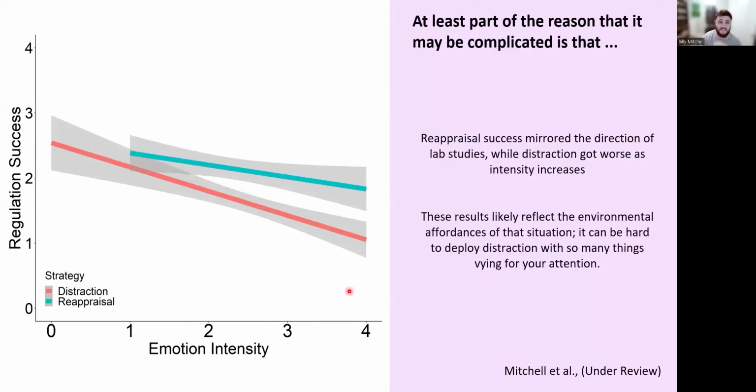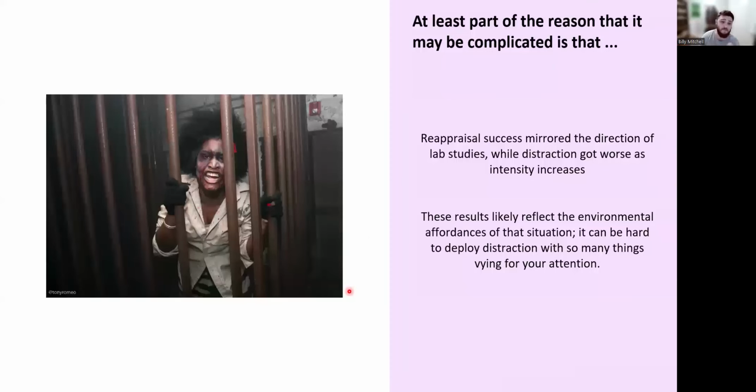This likely reflects the features or affordances of the situation. So putting yourself in the shoes of the subjects, you can imagine it might be difficult to use distraction when so many loud, chaotic, and attention-grabbing things are fighting for your attention. However, we contend that these features co-occur with high-stress situations quite often, and thus this may represent a common experience of trying to self-regulate in these situations.